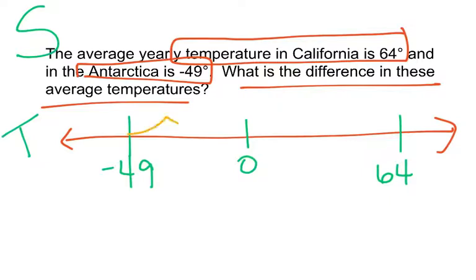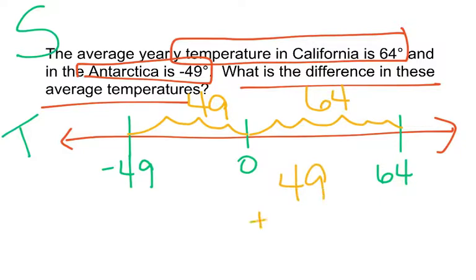Well, between here and here is 49. Then up through here is an additional 64. So 49 plus 64 will give me 113. That's 113 degrees apart. That is one way to translate it.